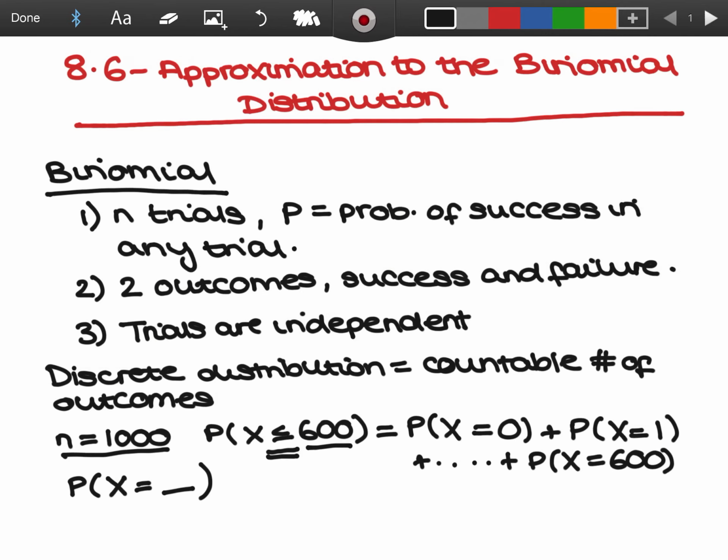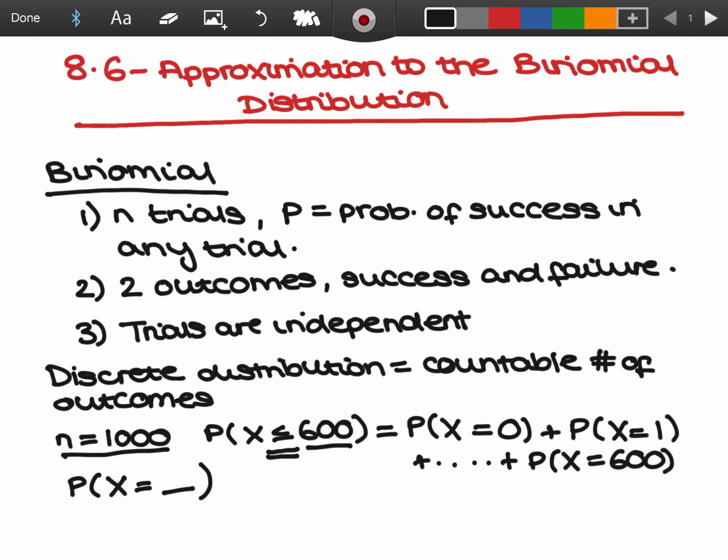So they looked at having 0 successes, 1 success, 2 successes, etc., all the way up to, in this case, 600. That would take a very, very long time. It's very computationally expensive when you're using a formula like that. So what they said was, well, we've got no other way of calculating this probability that x is less than or equal to 600, the probability that I'm going to have at most 600 successes.